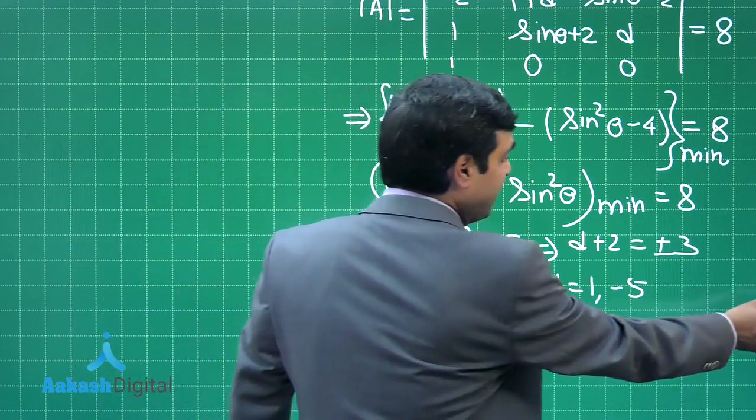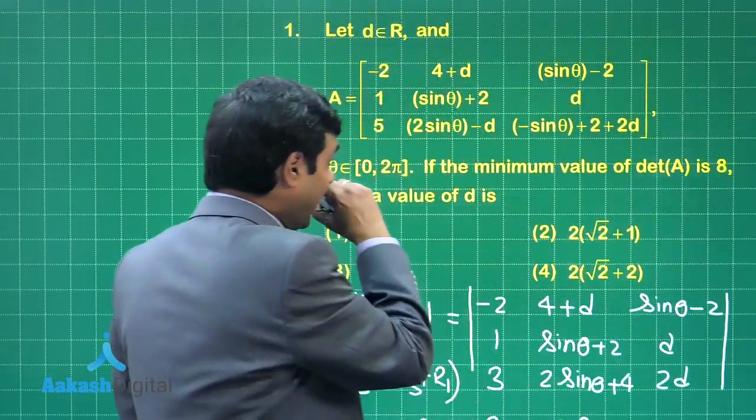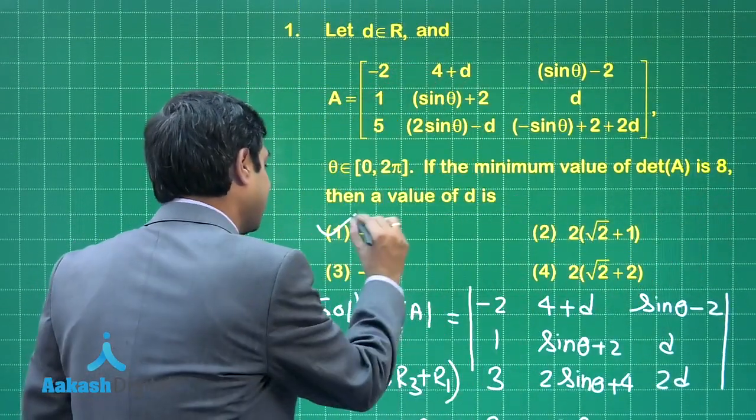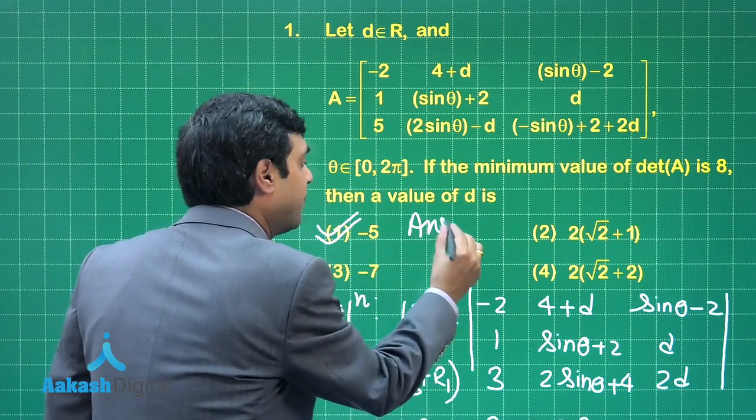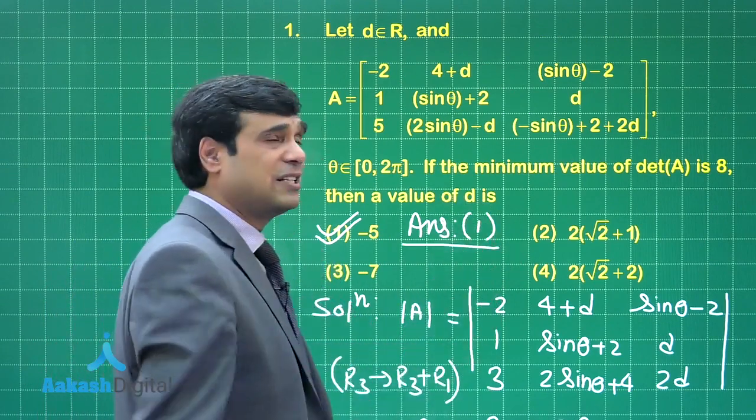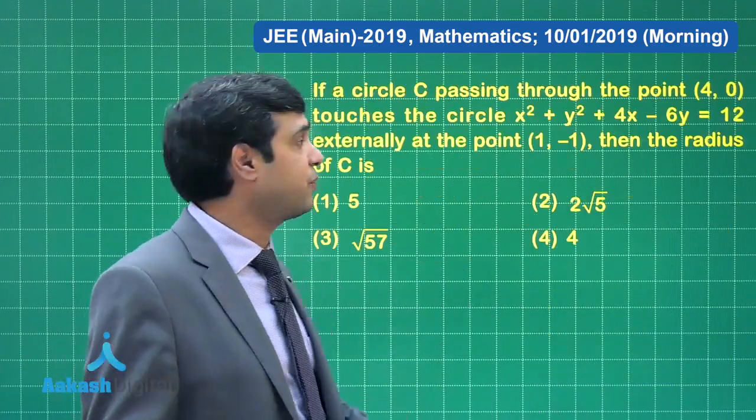Now look at the given options. 1 or minus 5, do we have such an option? Yes, it is available here as option number 1. I am sure this question is clear. Let's move on to the second question.